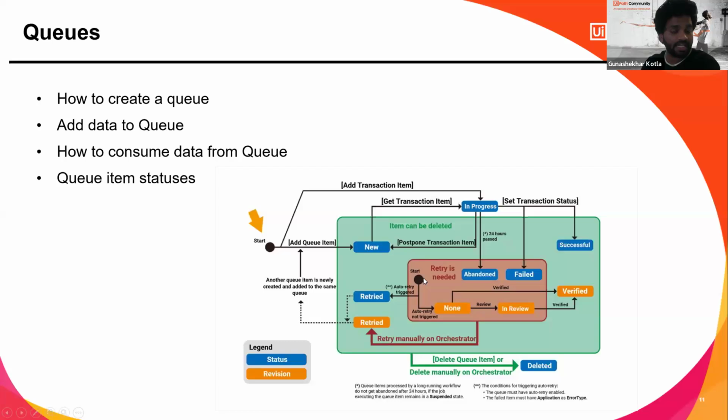If retry is enabled for that queue, then if a system exception happens, it will be retried, and it will create a new item and follow the same flow. And then there is None, where it goes for review and then Verified. And if you want to delete any of the queue items, you can directly select that item and delete it. The status will be Deleted. So these are all the different queue statuses available. Let's see the demo next.